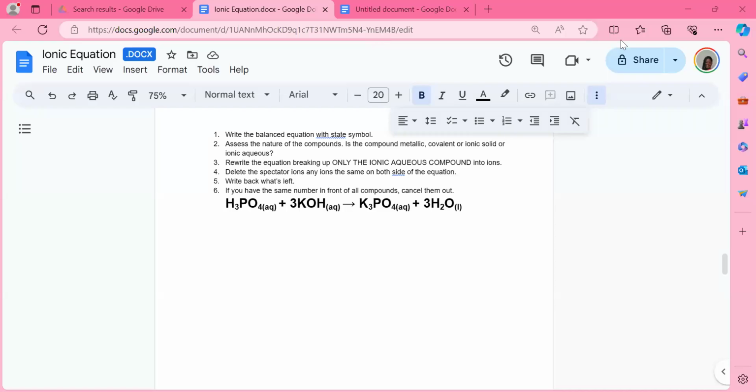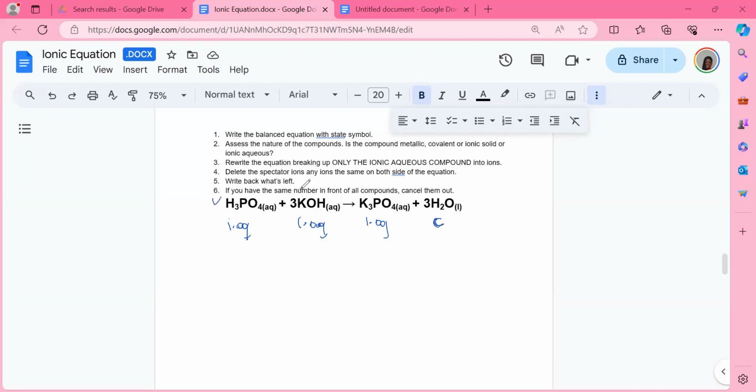In this reaction, I'm reacting potassium hydroxide, which is an alkali, with an acid. So it's an acid-alkali reaction. It forms salt and water. So I have 1 mole of phosphoric acid reacting with 3 moles of potassium hydroxide aqueous to form 1 mole of potassium phosphate and 3 moles of water. So I'm going to assess the nature of the compound. This compound is an acid, so it's ionic aqueous. Potassium hydroxide is ionic. The state symbol is aqueous because all potassium salts are aqueous. This is the potassium salt, so it's aqueous, and I'm seeing water there, which is covalent.